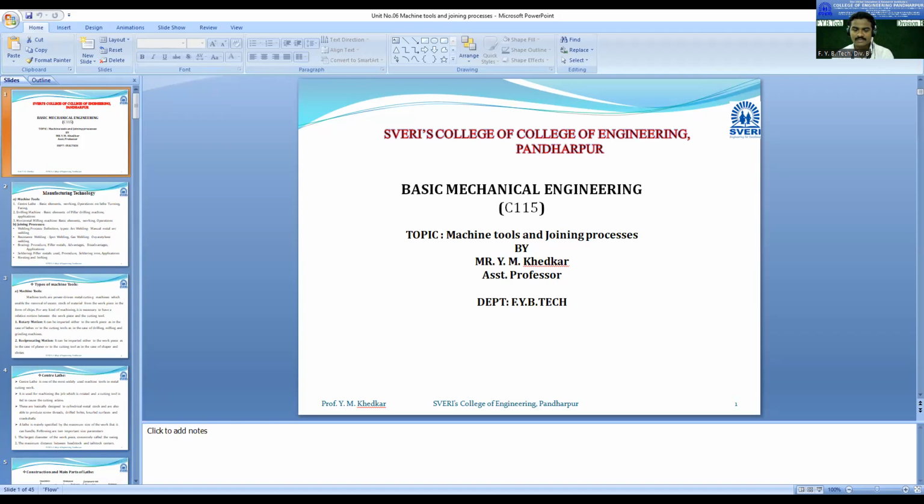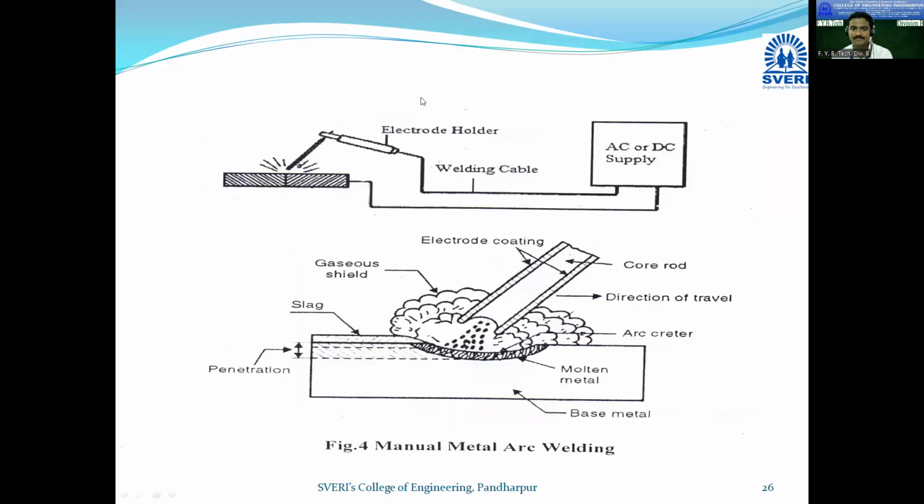This topic's notes I have already shared in the workshop tab. Okay, you can refer to that. Slide is not visible. The notes of this chapter I have already shared on the workshop tab. You can refer to those notes as they are.